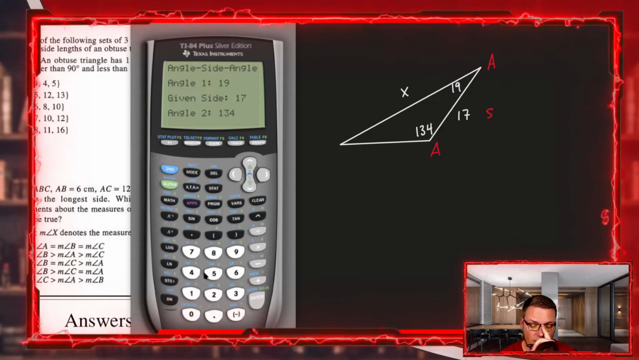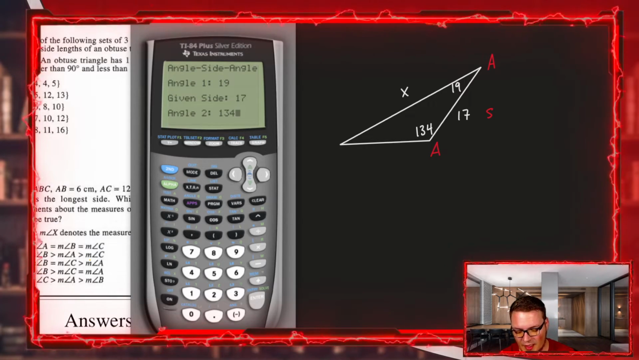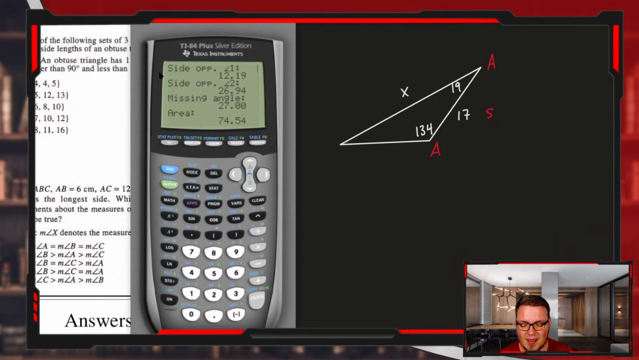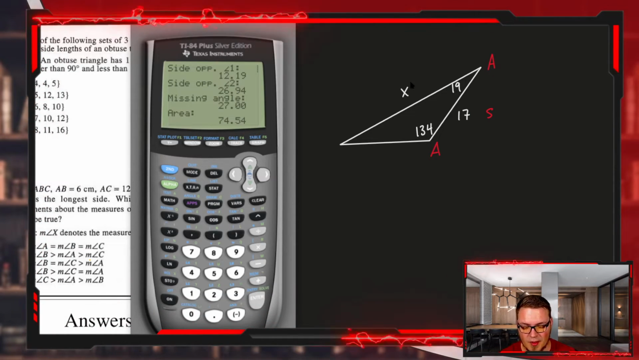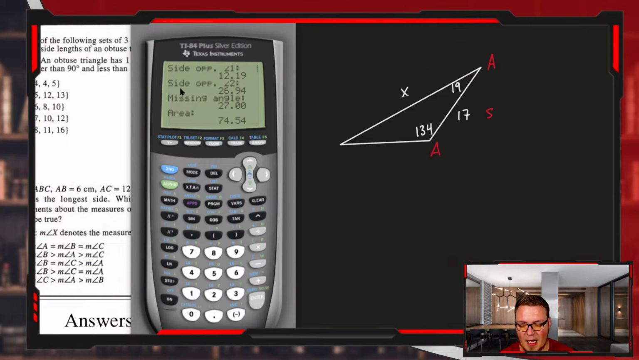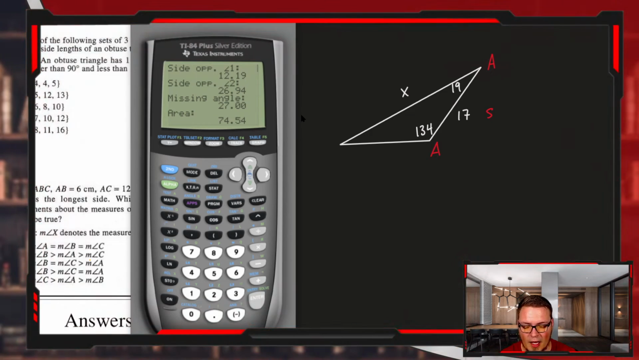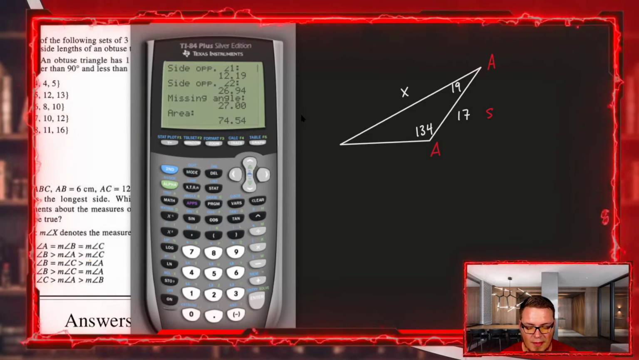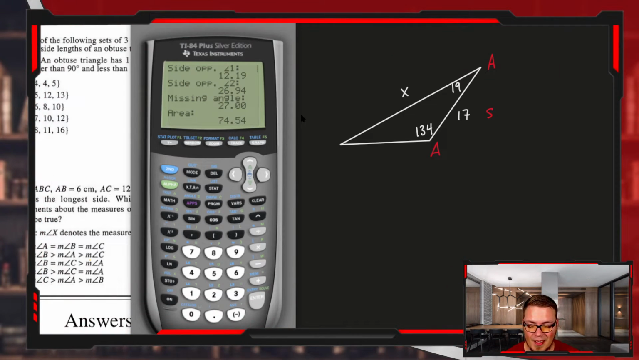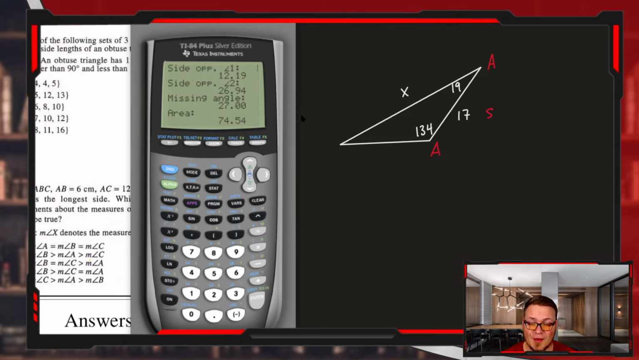Pay attention to how we named angle 1 and angle 2. Angle 1 is 19, keep that in mind. So the side opposite of angle 1, which is going to be the one on the bottom here, is 12.19. The side opposite angle 2, the 134, is going to be 26.94. That's what our X is. The missing angle on the bottom is 27, and the area for the shape is 74.54. So all in all, pretty darn simple.